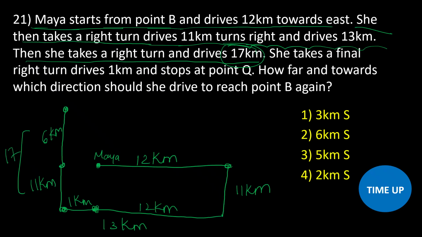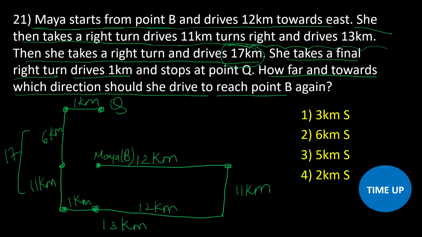Then she takes a final right turn, drives 1 kilometer, and stops at point Q. She starts from point B, right? How far and towards which direction should she drive to reach point B again? Towards which direction? South, right?